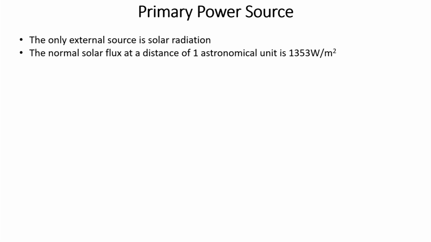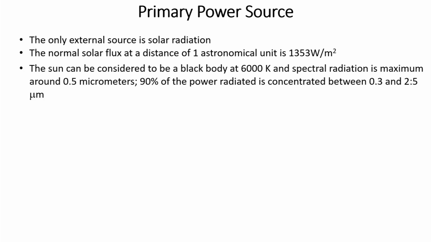Okay. So, the primary power source, the external source, is only the solar radiation. So, the solar flux at a distance of 1 astronomical unit. This 1 astronomical unit means 150 million kilometers.